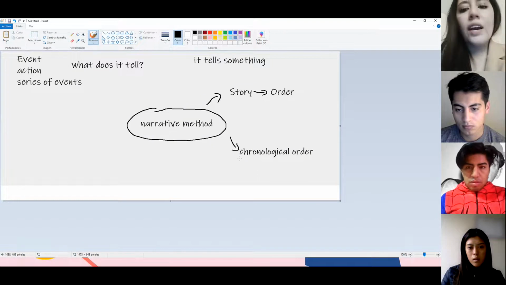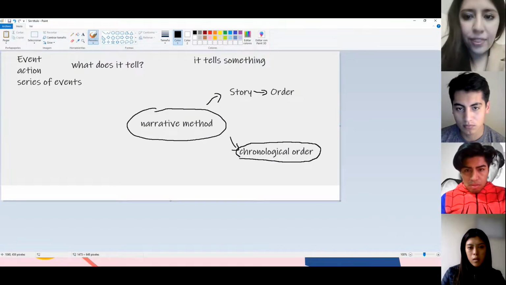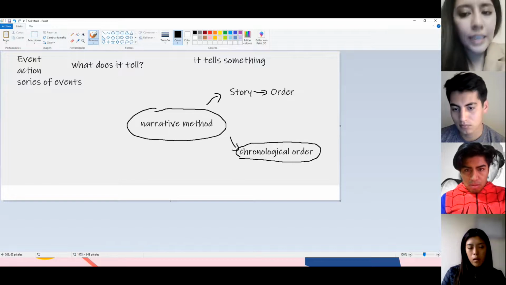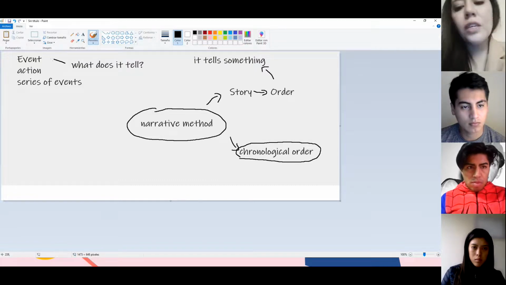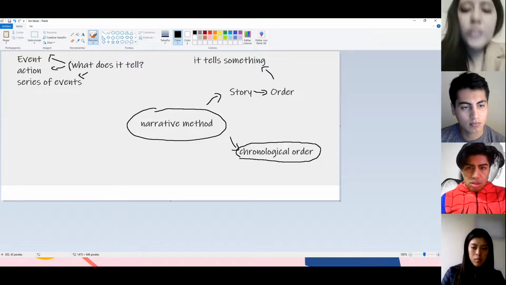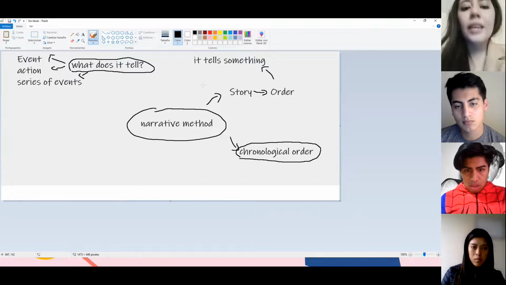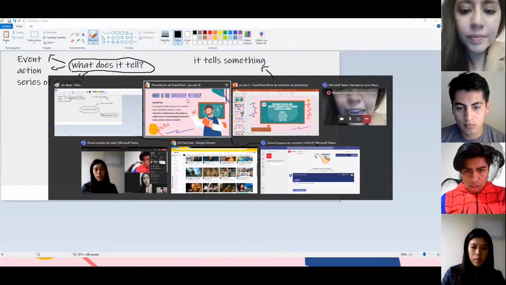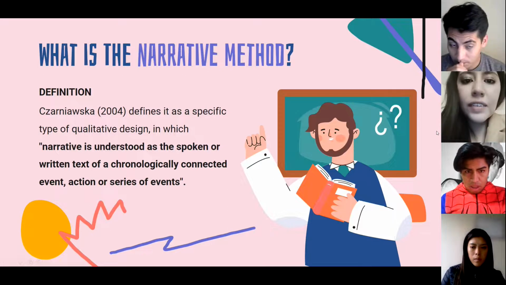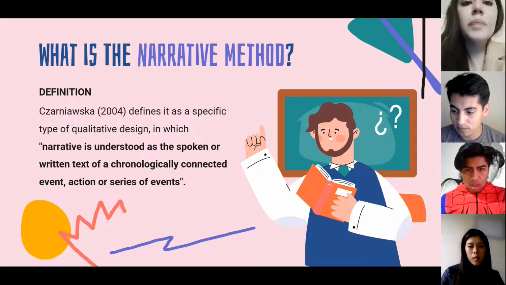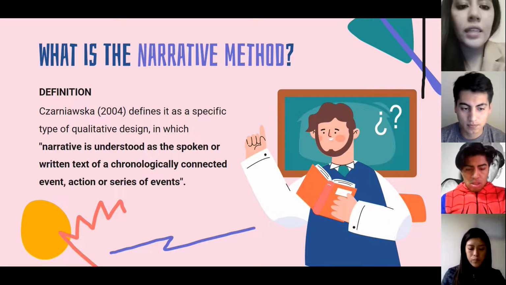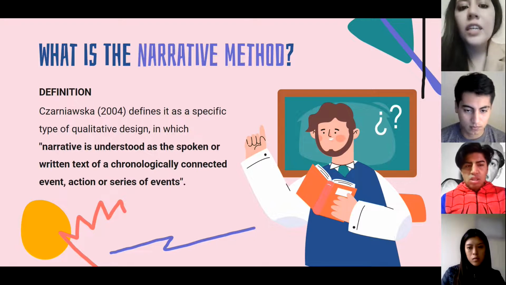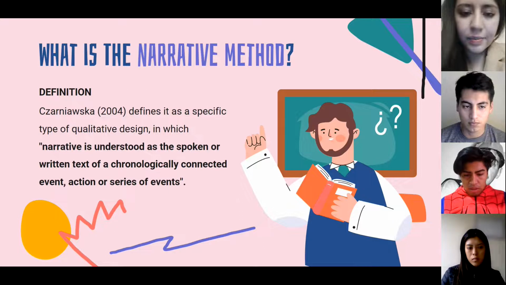Okay, so now we have two specific features of this method. But besides that, what does it tell? It tells an event, an action, or a series of events from the perspective of the subject or two subjects maximum. So, as we can see, please, Mateo, the next slide. The narrative method is a specific type of qualitative design in which narrative is understood as the spoken or written text of a chronologically connected event, action, or series of events.